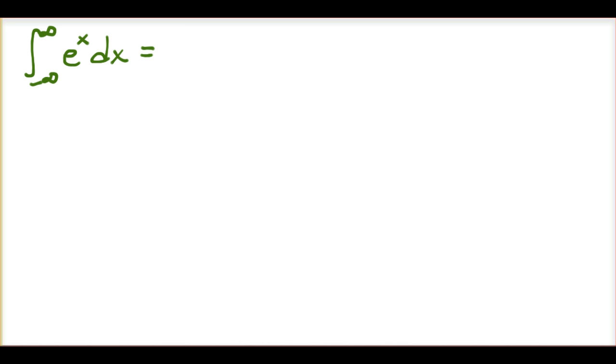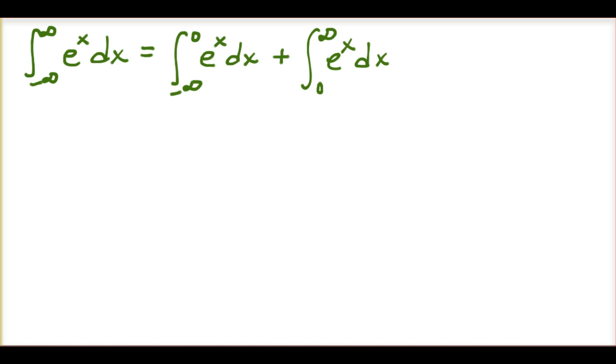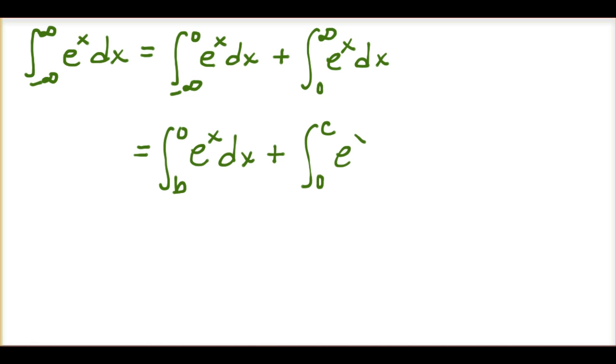So I'm going to rewrite that as the integral from negative infinity to 0 of e to the x dx plus the integral from 0 to infinity of e to the x dx. So we'll do the same thing we did in the previous two. We're going to just go from b to 0, and then here we'll go from 0 to c, just so that it's something different, of e to the x dx.